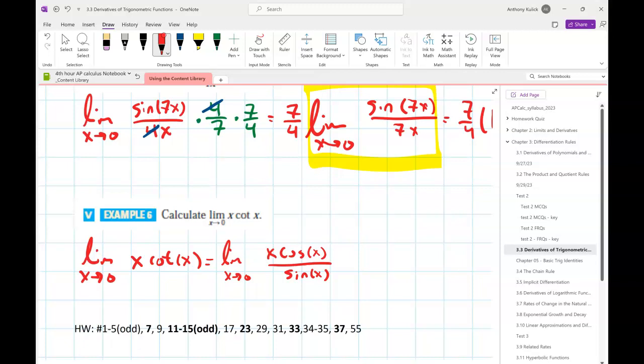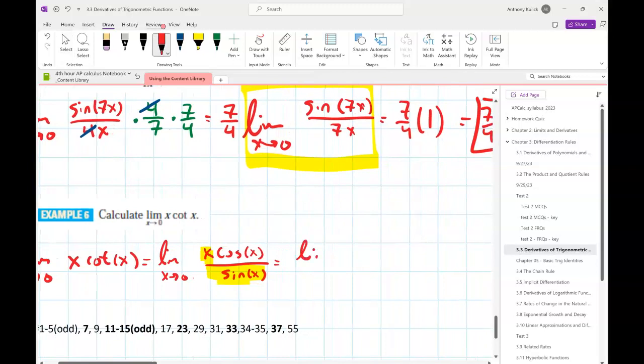Great. Why is that helpful? Look what we have right there. That's almost what we need, right? That's x over sine. What do we want it to be? Sine over x. So remind me again, what's the reciprocal of a reciprocal? The same thing.